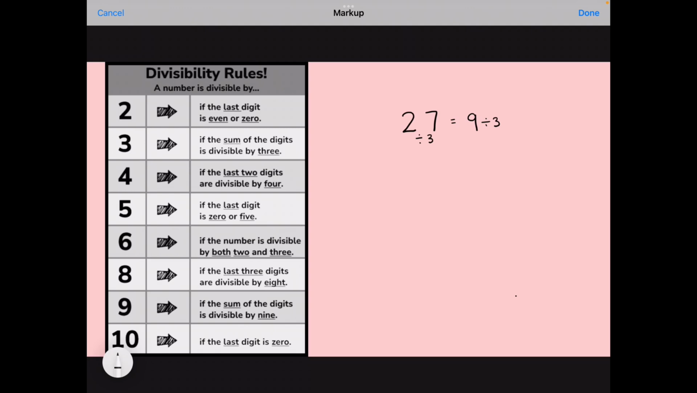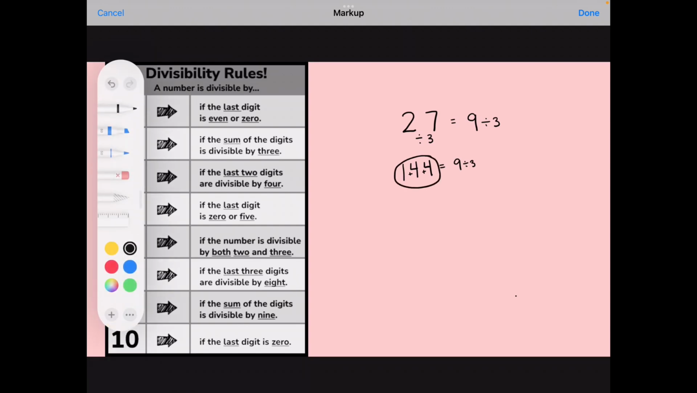And that goes for as big of a number as possible. So if I even wrote the number 144, if I add up those digits, 1 plus 4 plus 4 is 9. I know 9 can be divided by 3 and get a whole number answer, which means 144 can be divided by 3 and get a whole number answer.